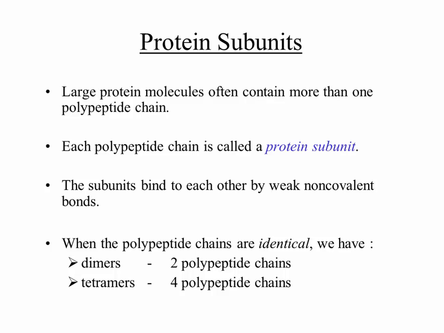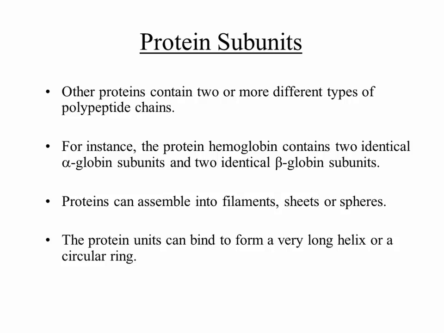When the polypeptide chains are identical, we have what are called dimers: 2 polypeptide chains forming a protein. If there are 4 identical polypeptide chains, then you will have what are called tetramers. You can even have octamers and so on. But there are proteins which can also contain 2 different types of polypeptide chains, and an example of that is hemoglobin. Hemoglobin contains 2 identical alpha globin subunits and 2 identical beta globin subunits. We'll talk more about hemoglobin later on in the context of sickle cell anemia and so on.